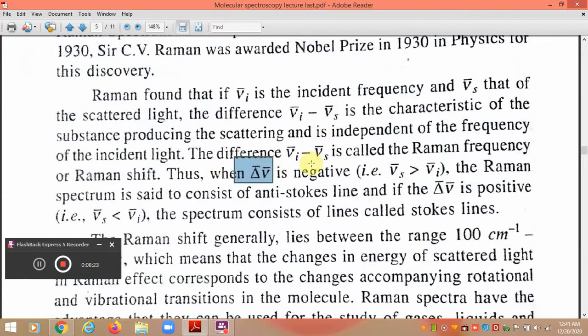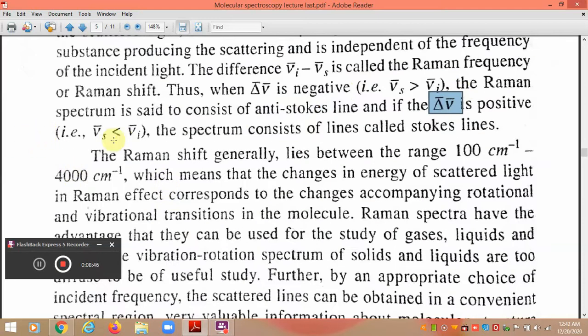Dear friends, if delta mu bar, the Raman shift, is negative, meaning the frequency of scattered radiation is greater than the frequency of incident radiation, then the Raman spectrum is said to consist of anti-Stokes lines. Remember that for the anti-Stokes line, the Raman shift is always negative. If delta mu bar, the Raman shift, is positive, meaning the frequency of scattered radiation is less than the frequency of incident radiation, then the spectrum consists of Stokes lines. So if the Raman shift is positive, it gives Stokes lines, and if it is negative, it gives anti-Stokes lines.